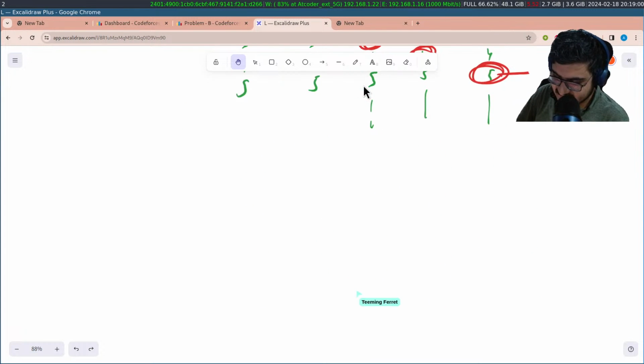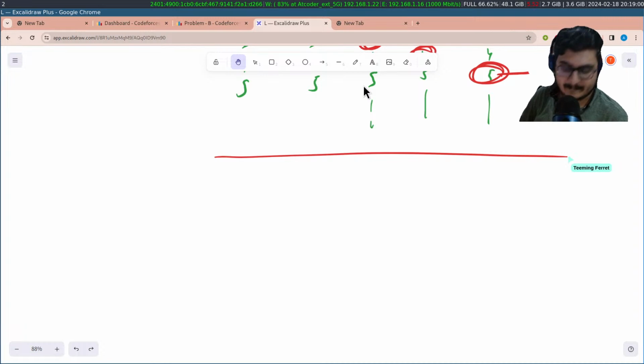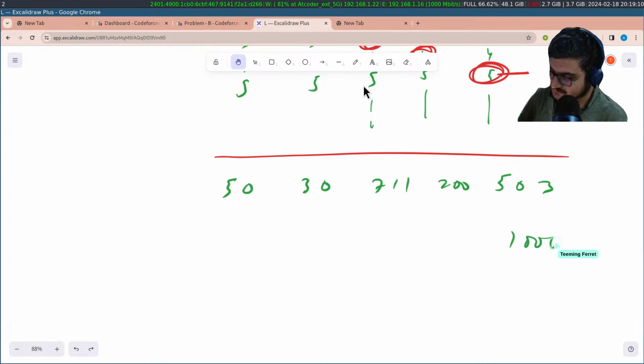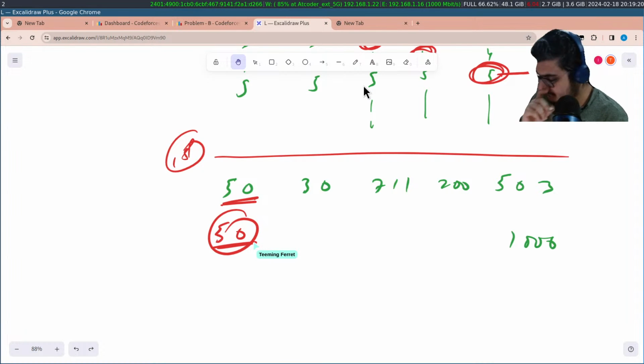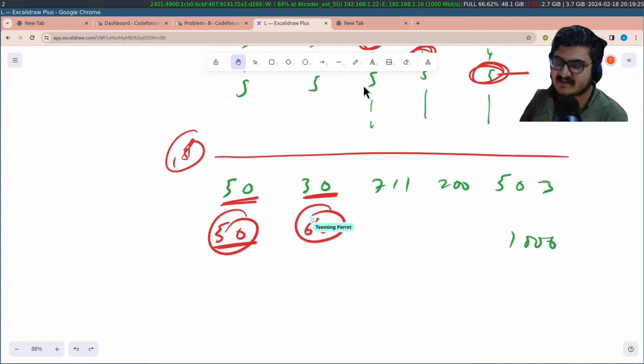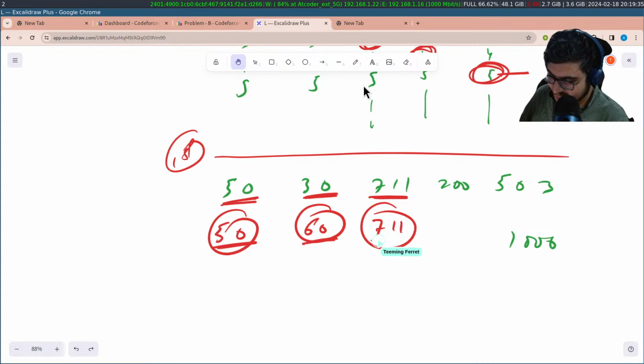Similarly, we can work out the last sample again: 50, 30, 711, 200, 503, 1006. If you start from day 1, the first time you will see the first sign is on day 50. Then after day 50, if you start looking from day 51, the next multiple of 30 is on day 60. So the second sign would be seen on day 60, and starting from day 61 the next multiple of 711 is 711 only. So the third sign would be seen on day 711, and starting from 712 the next multiple of 200 is 800.